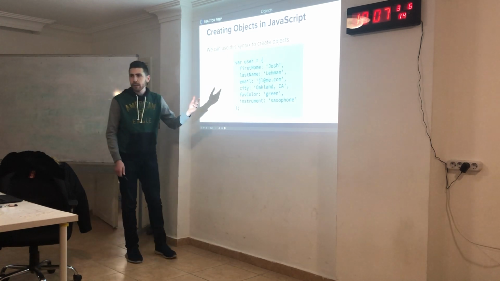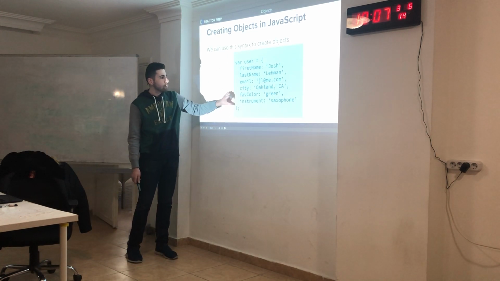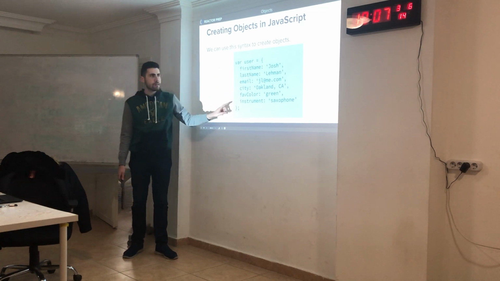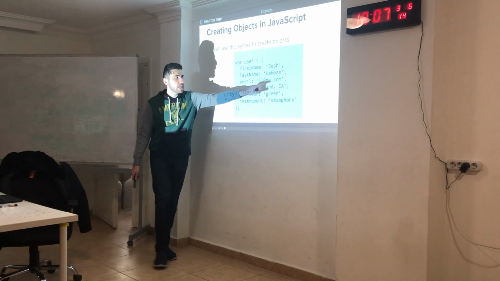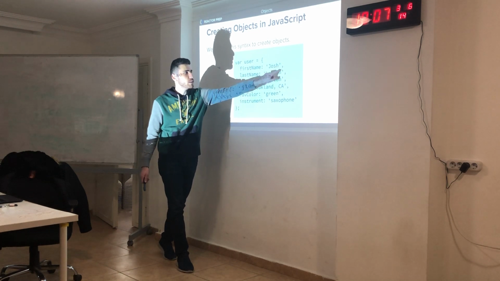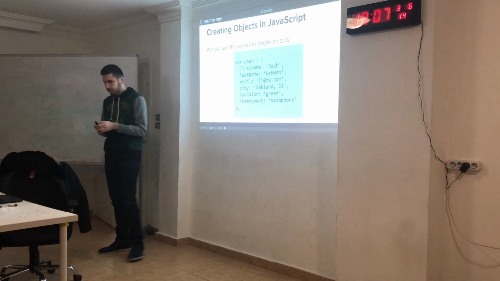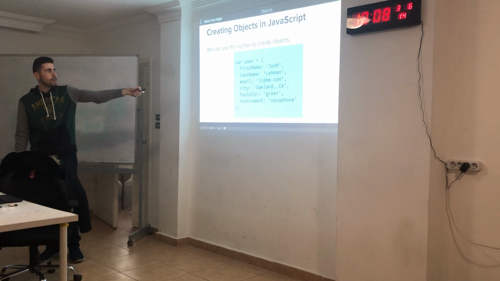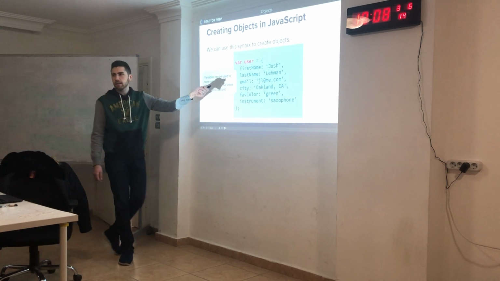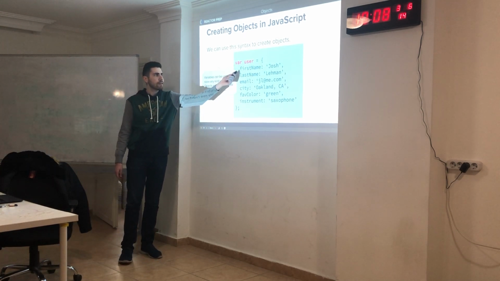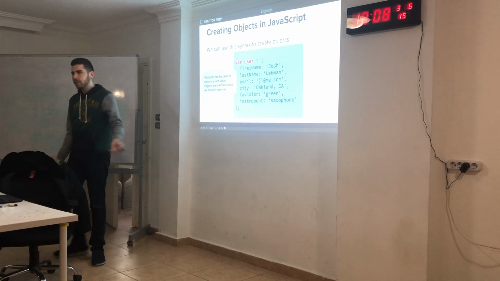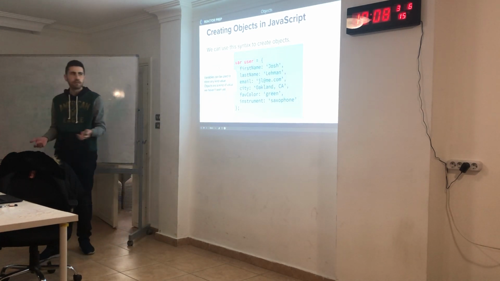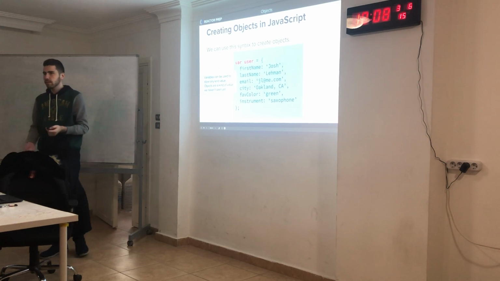To create an object, we need to follow this syntax. We start with curly brackets, and this is a key value pair separated by a colon, and each pair is separated by a comma. Usually the key is a string, like first name, last name, email, city, and so on. And the value can be anything: numbers, strings, objects, arrays, and so on.